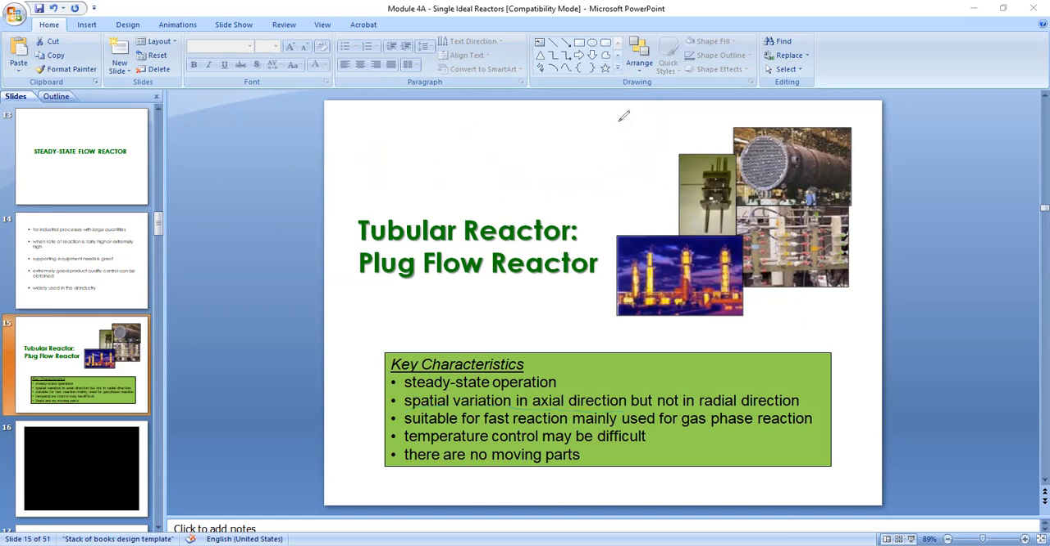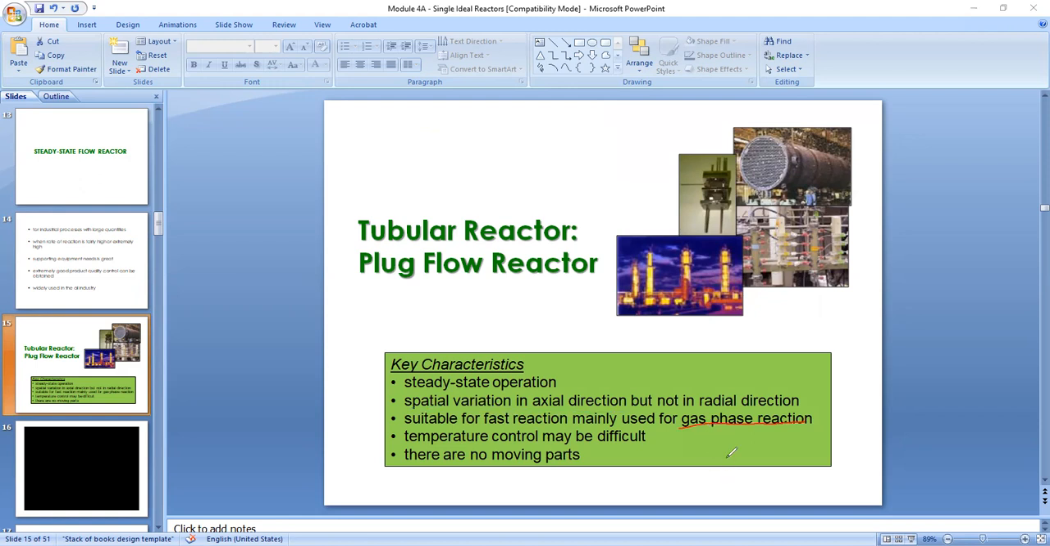Now, this is suitable for fast reactions, mainly used for gas phase reactions. Take note of this. I did not mention it a while ago because we're going to progress in this slide. So for gas phase reactions, this tubular reactor is preferred over the mixed flow reactor.